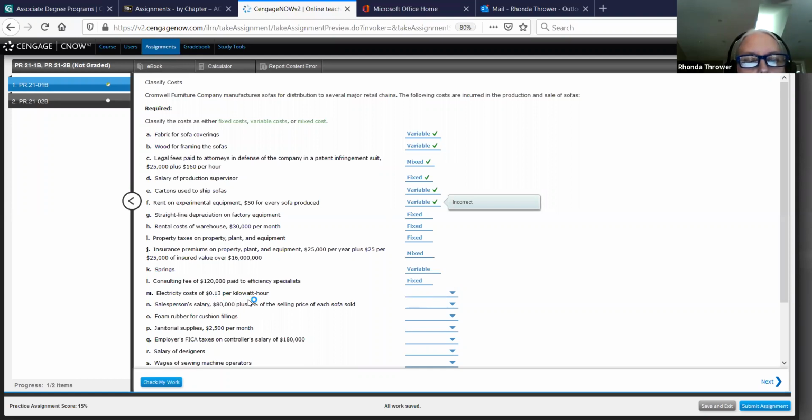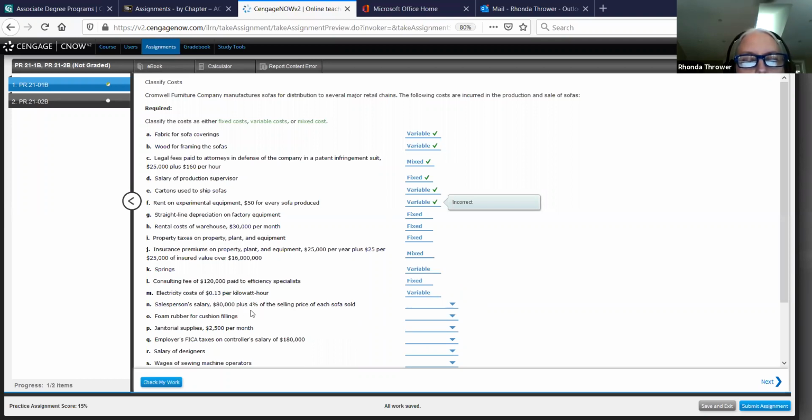Electricity cost of 13 cents per kilowatt hour. Depends on how many hours we use as to how much the electricity will cost. So this is an example of a variable cost. It will vary with the number of kilowatt hours that are used.